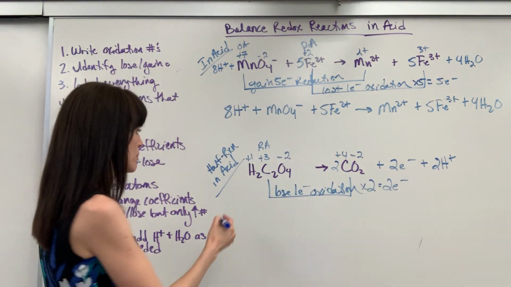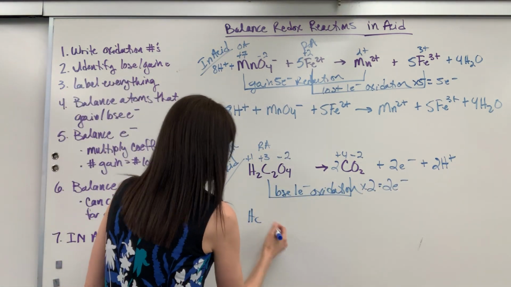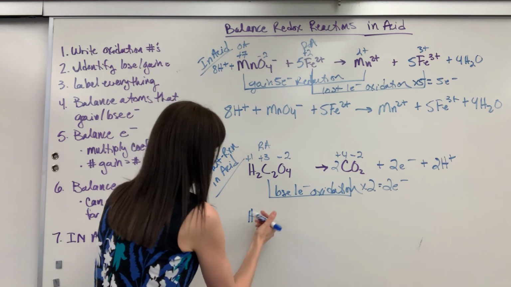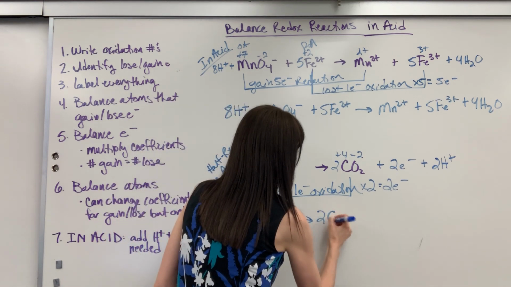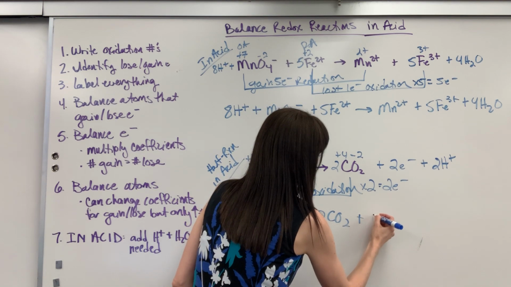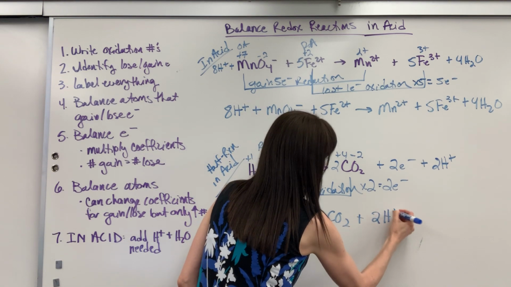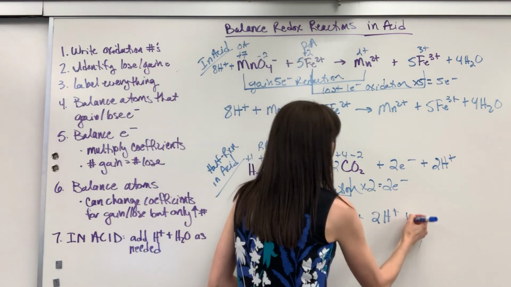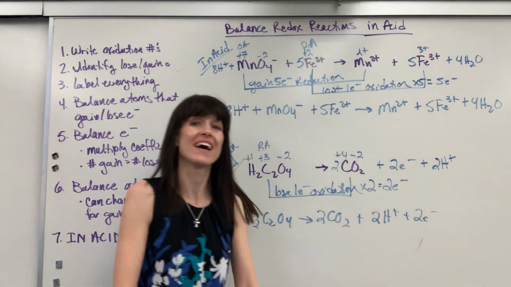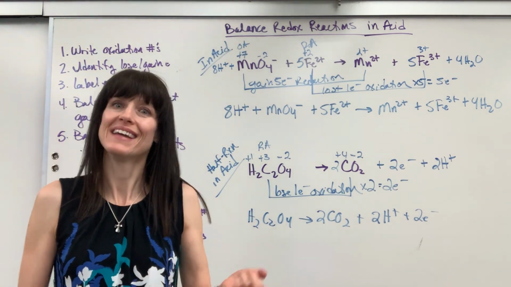Okay, let's clean this up and rewrite it. We're going to have this, this is called oxalic acid. H2C2O4 will yield 2 CO2 plus 2 H+, I'll put the chemical species together, plus 2 electrons. Okay, and that is a balanced half reaction in acid.